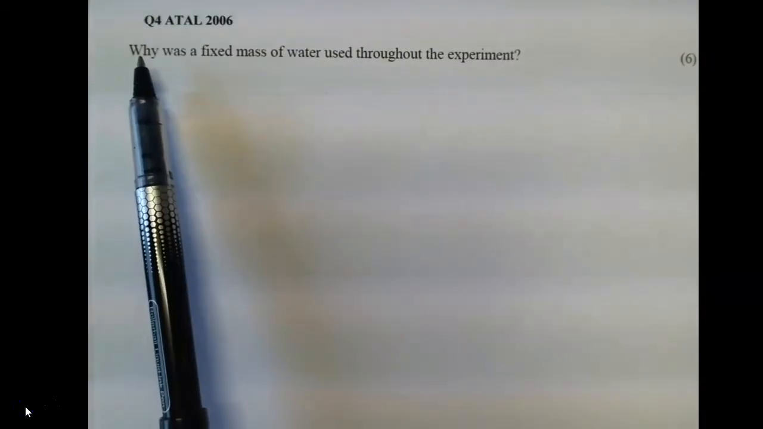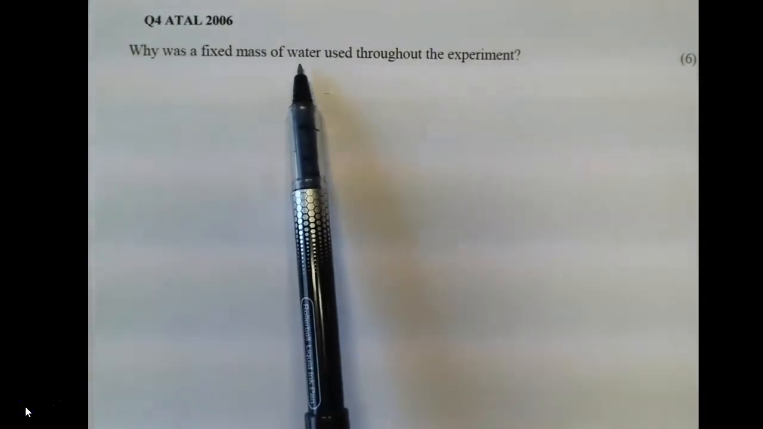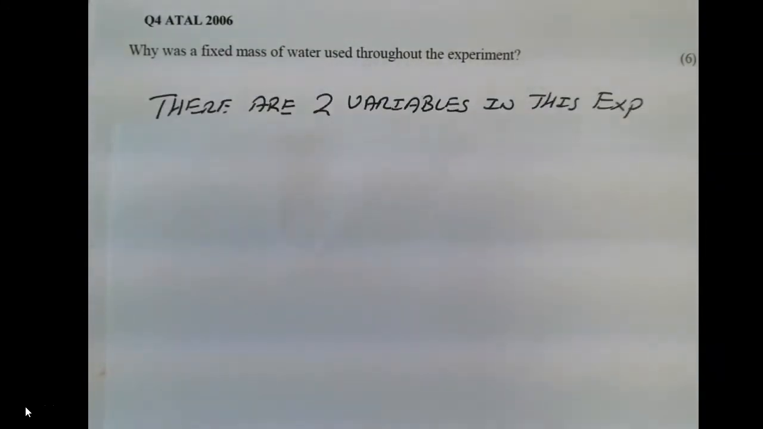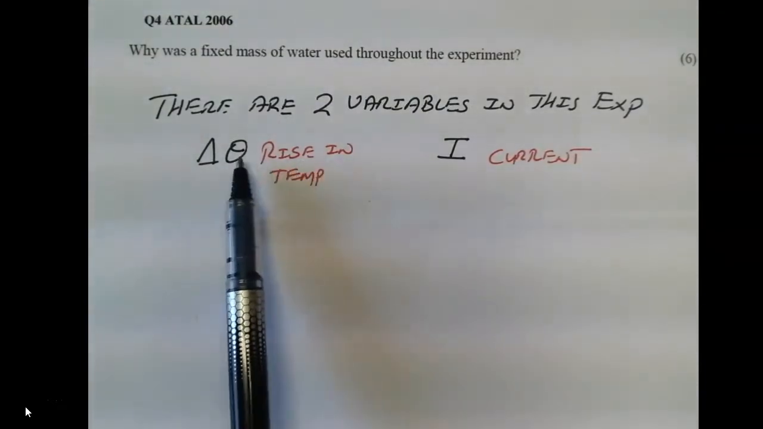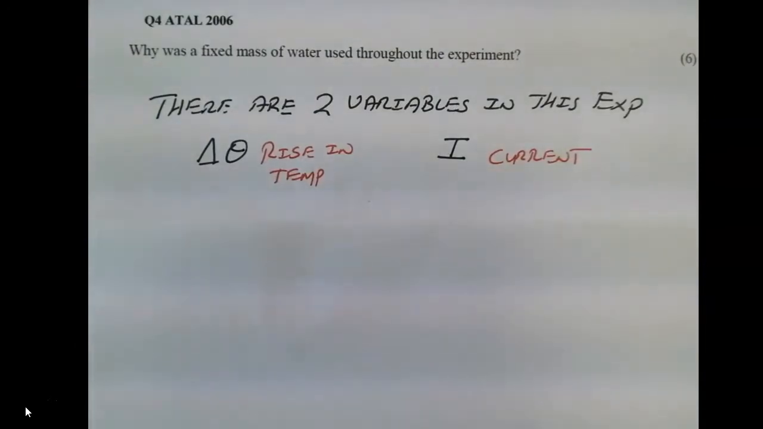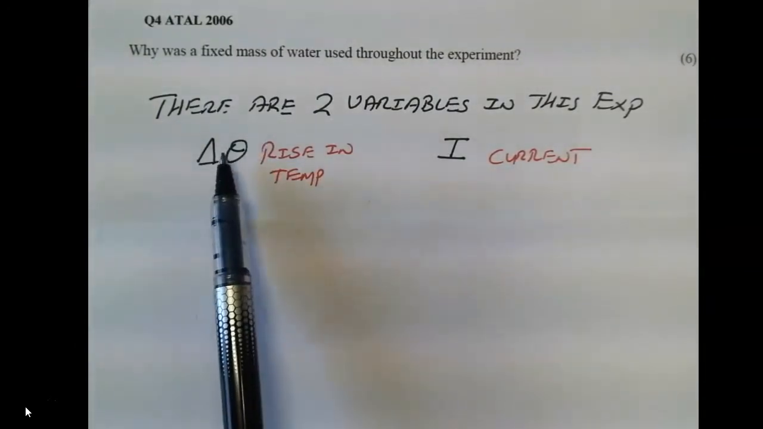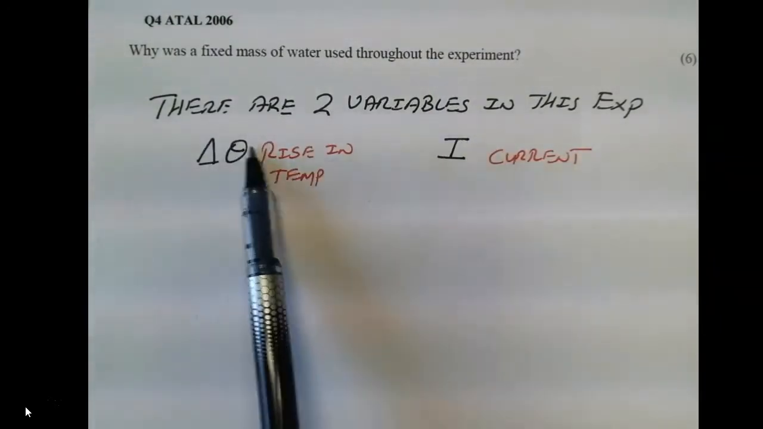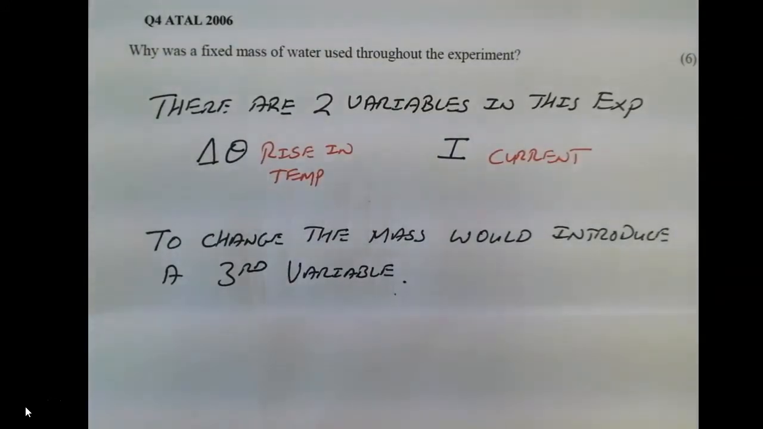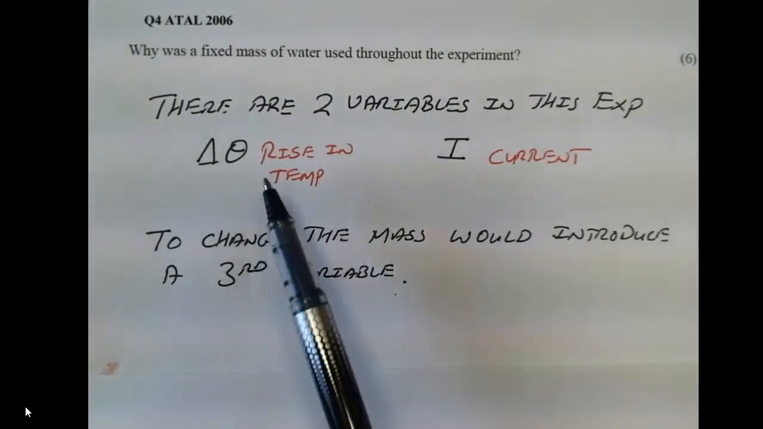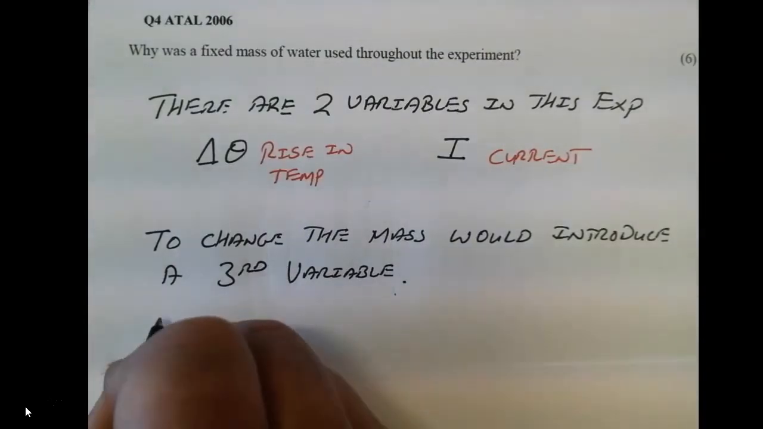The second part of the question asked, why was a fixed mass of water used throughout this experiment? That's a standard enough question, and usually it's answered like this. You identify the variables that are in the experiment, and in this experiment, the two variables are the rise in temperature of the water and the current, or the current squared, if you want to call it that. And we want to investigate the relationship between these two variables, these two quantities. If we change the mass, we would be introducing a third variable. Also, you could say that a change in mass would actually change the rise in temperature. So maybe it's worth noting that as well.